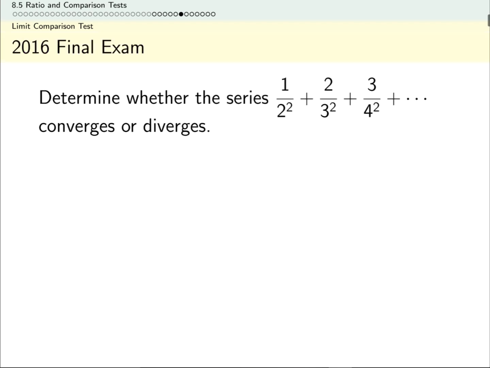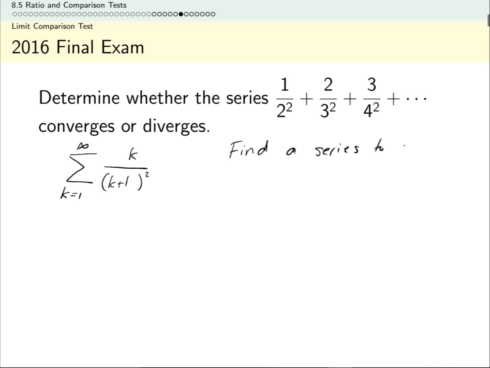Pause the video again. Work on this problem. The first thing that we need to do is get this into sigma notation. My numerators go 1, 2, 3, 4, 5. So my numerators are just k. My denominators are all squared, and the base is 1 bigger than the numerator.